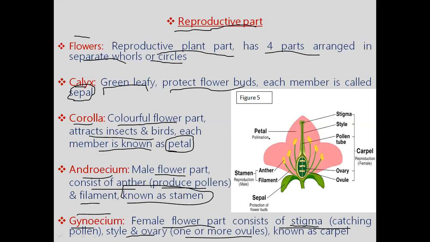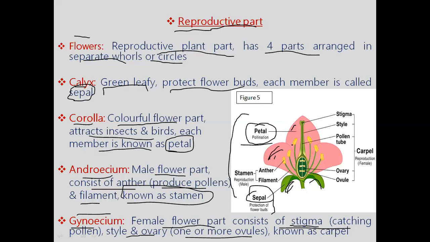So you can see in figure 5 the general structure of a flower. This is the outer and first circle. This is known as the sepal, and its function is protection of the flower bud. Each individual member is known as a sepal, and collectively they are known as the calyx. The next one is this brightly colored part, known as the corolla, and it helps in attracting insects and birds and in the pollination process. The individual member in the corolla is known as a petal.